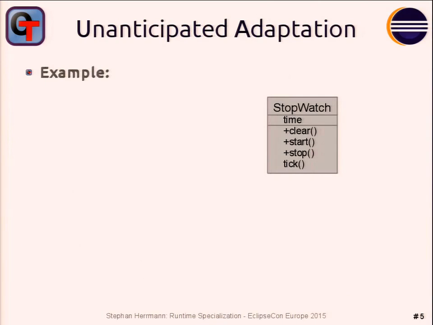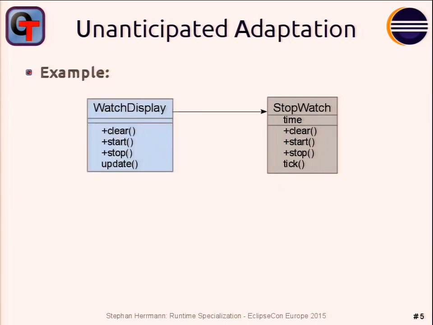So what could be the simplest possible illustration of the situation of unanticipated adaptation? I have one of these shiny boxes, which implements a stopwatch. It can start, stop, and clear, and it ticks, so advancing the time while it's running. And now my job is to create a UI for that stopwatch. Well, that's easy. I create a new class, WatchDisplay, connected to the stopwatch. And then for the buttons on the display, it's easy to just invoke the functionality on the right-hand side.